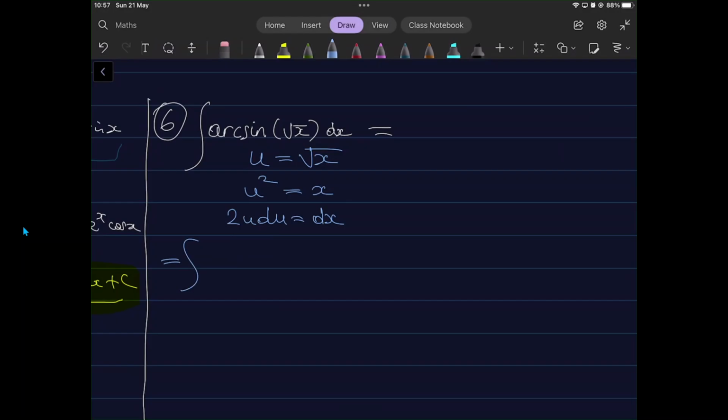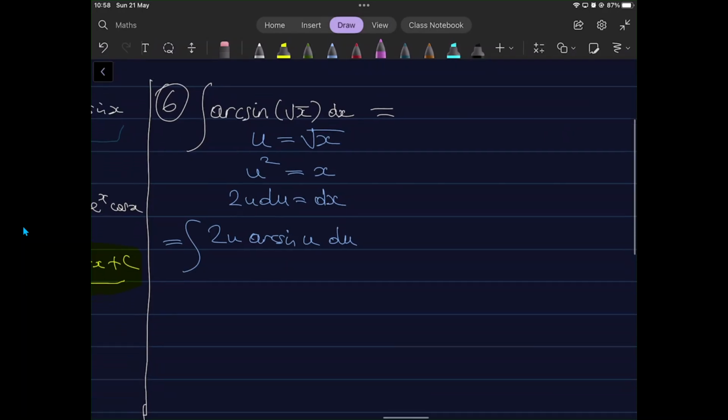Bring this integral into being in terms of u. So you get arcsine of u multiplied by 2u du. So I'll put the 2u first, and I'll put the arcsine of u du. Now I think I should take another substitution.